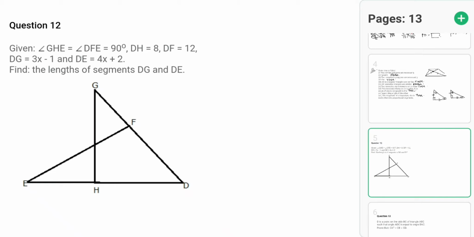Let's go for problem number 12. If you have attended my live session, then problem number 12 was exactly done in my live session. So just check your notes if it is available. If not, I will quickly tell you what exactly the thing is.